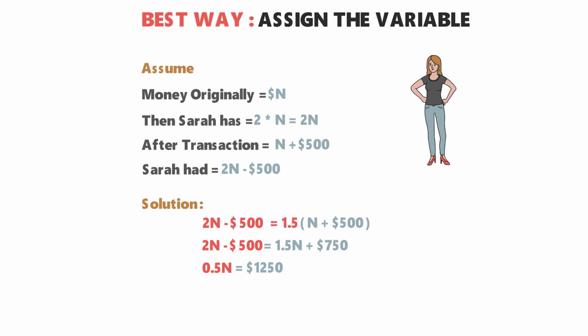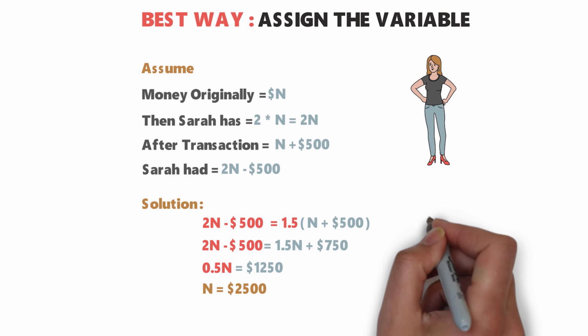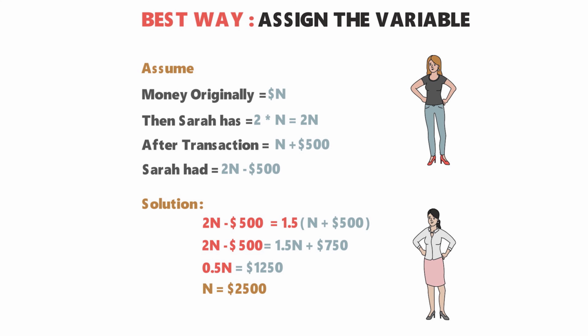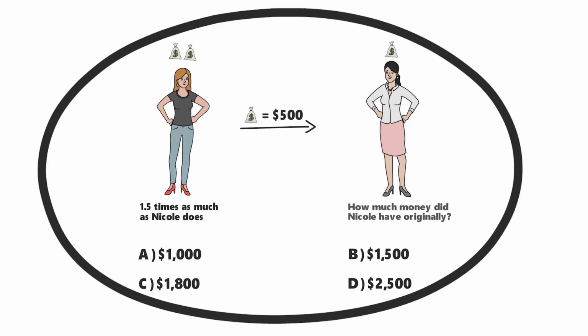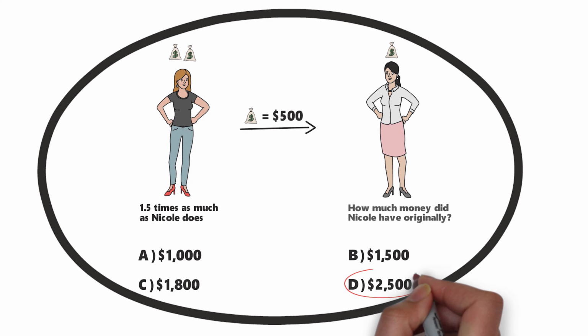$1,250. After the calculation, we can see that N equals $2,500, which means Nicole originally had $2,500. So the correct choice here is choice D. Hopefully you've nailed this question and now know how to answer similar problems on the test.